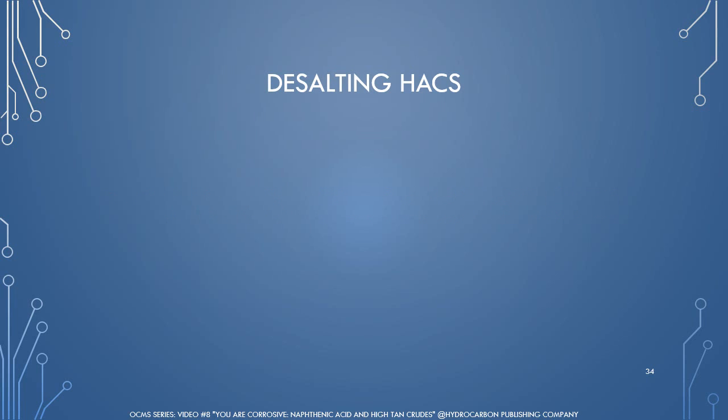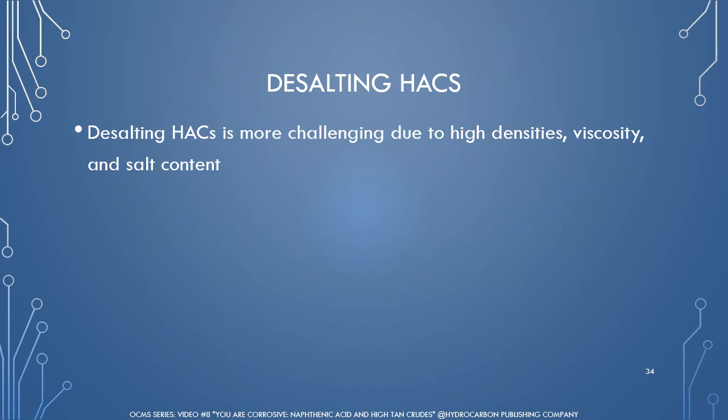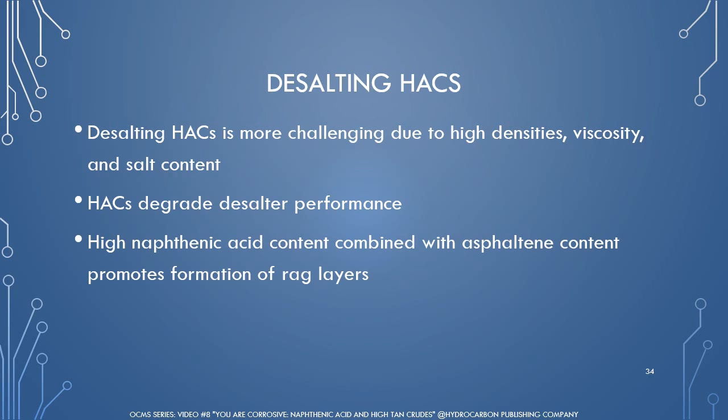Desalting is more challenging for HACs compared to traditional crudes due to their high densities, viscosities, and salt contents. These properties degrade desalter performance by making separation of the oil and water more difficult. Also, precipitation of the asphaltenes commonly found in HACs combined with high naphthenic acid content promotes the formation of stable water in oil emulsions called rag layers.